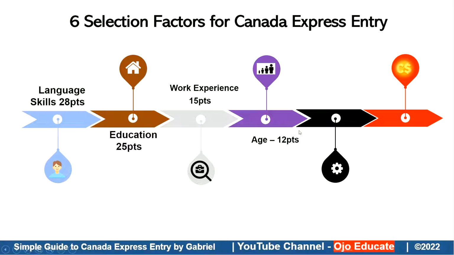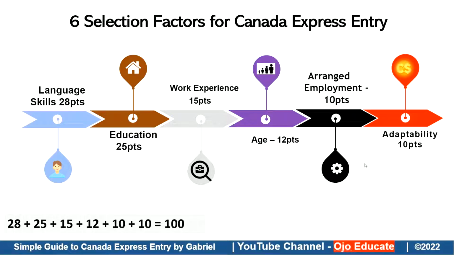Age is 12 points. Arranged employment is 10 points, and adaptability is 10 points. So finally, we have this: 28 plus 25 plus 15 plus 12 plus 10 plus 10 equals 100.